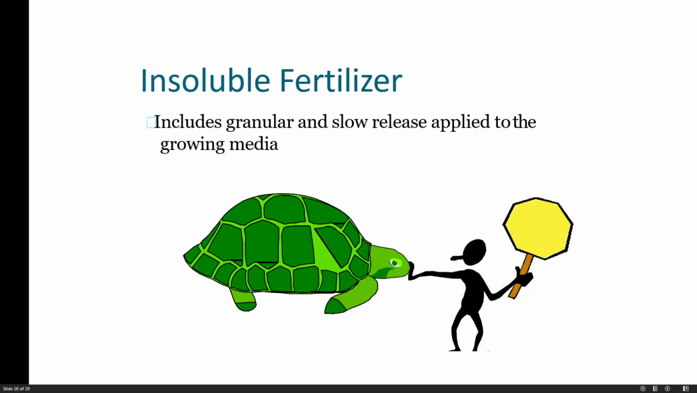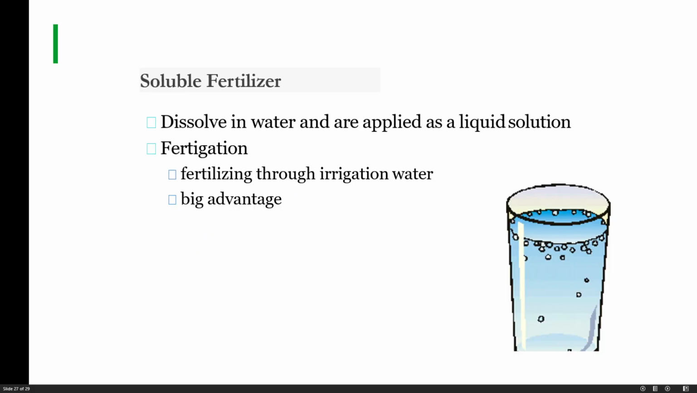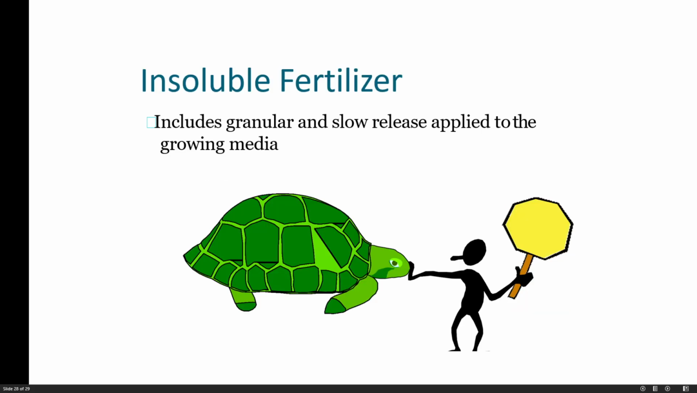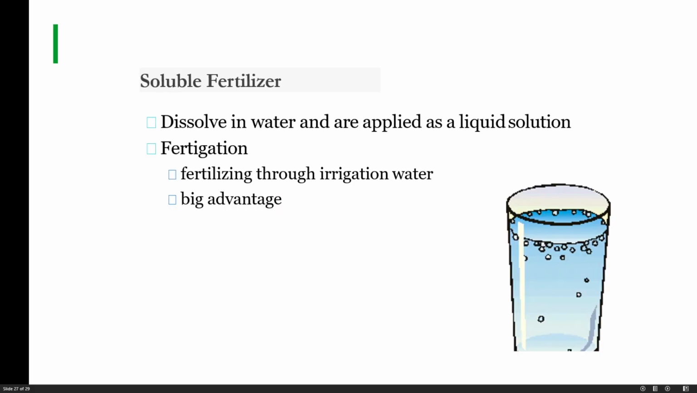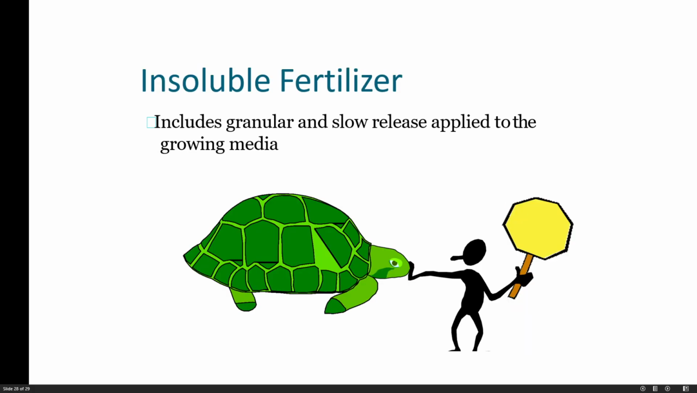Insoluble fertilizers include granular and slow release applied to the growing media. Unlike this one, ihahalo mo siya sa tubig and then i-spray mo. Sa insoluble naman, yan yung mga buo-buo siya, butil-butil na ilalagay mo sa growing media or sa mga halaman mo. Itatabi mo lang siya, ilalagay mo siya dun sa gilid. Unlike with this one, fertilizing through irrigation water or bigad, mas madali ito. Ito kasi, isa-isa mo talagang ilalagay. Lalagyan mo yung mga halaman.